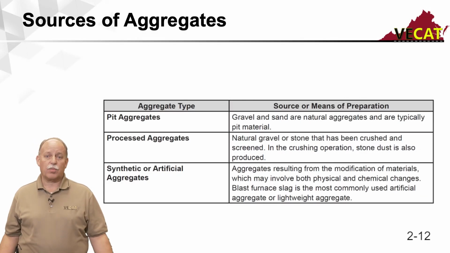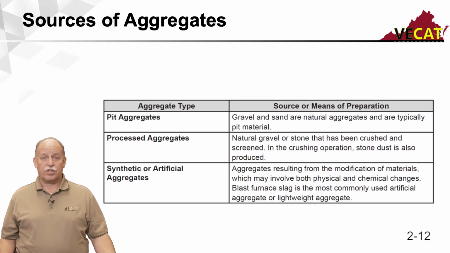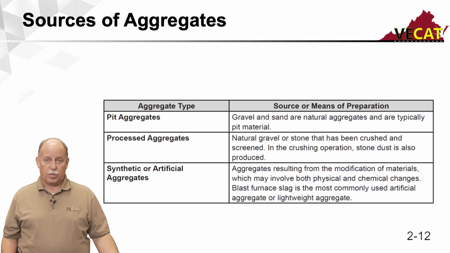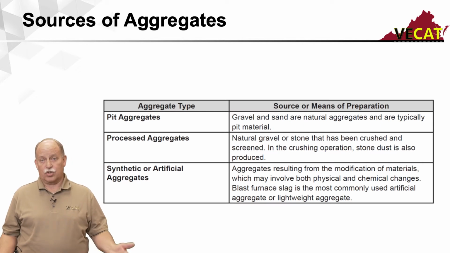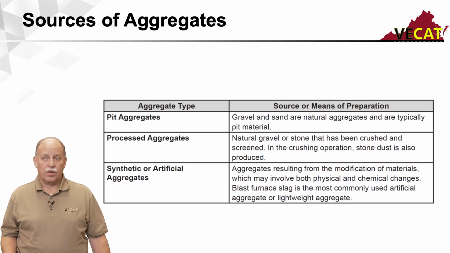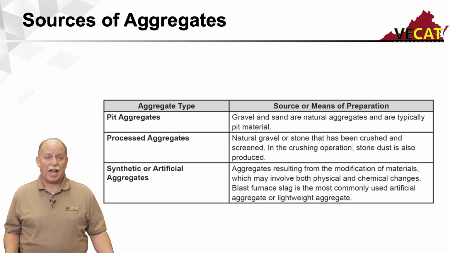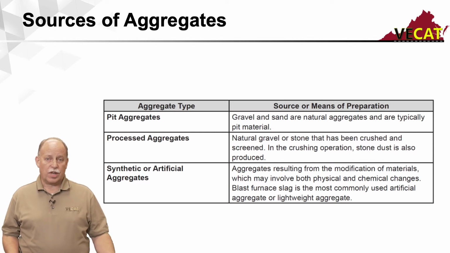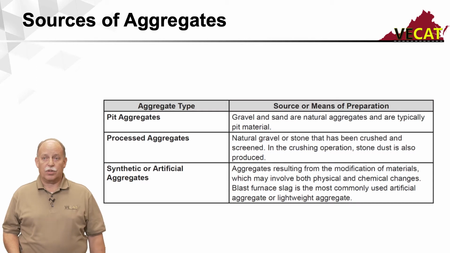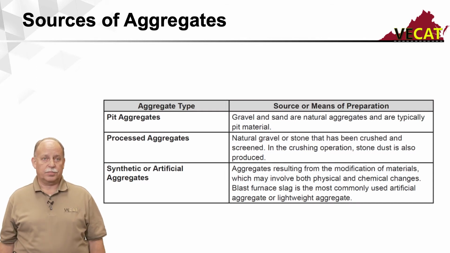Sources of aggregates, there are a number of sources for our aggregates. We can have pit aggregates that are naturally occurring. Those are basically dug out of a pit and then they're just sieved in the proper sizes. We have processed aggregates. Those are the natural stone that's been crushed and then screened. In the crushing operation, stone dust is also produced. And then lastly, we have our synthetic or artificial aggregates. Those are aggregates that are resulting from the modification of other materials, which involve both physical and chemical changes. So things such as blast furnace slag, that's the most commonly used artificial aggregate. And then in some instances, for certain types of our pavements, we even use what's called a lightweight aggregate.